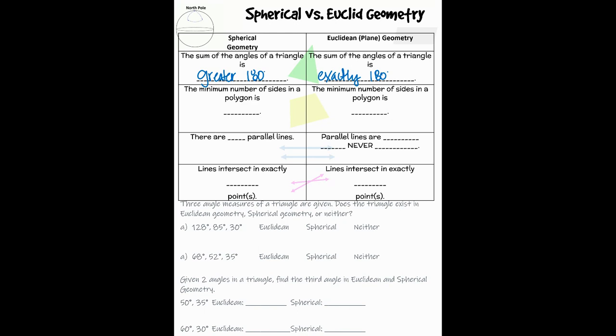The minimum number of sides in a polygon in Euclidean geometry is 3. That's putting 3 sides together, and we create a triangle. But on our sphere, we can create a polygon with only 2 sides.